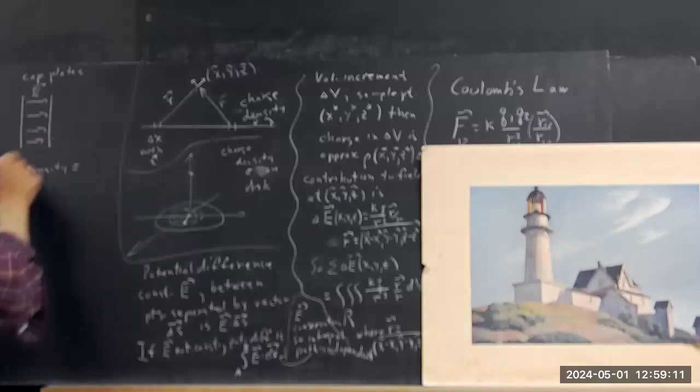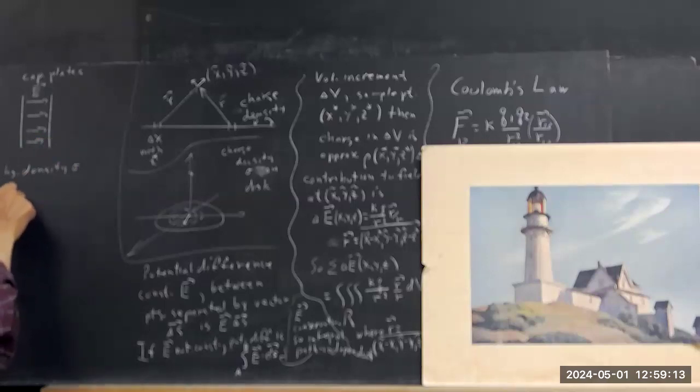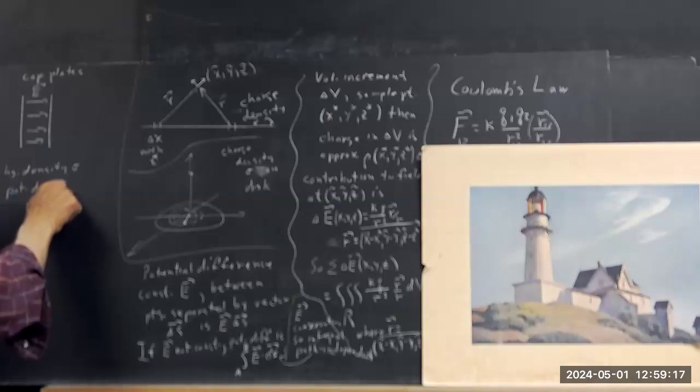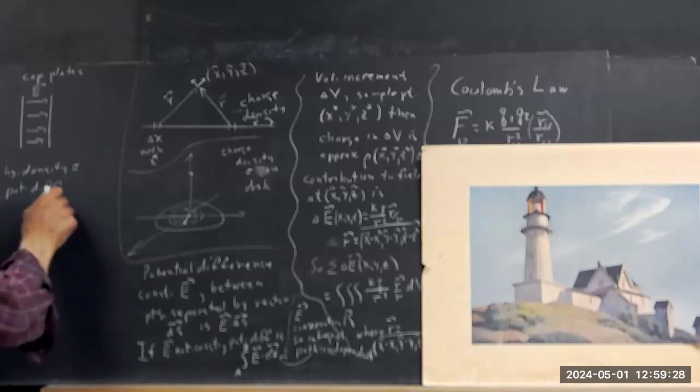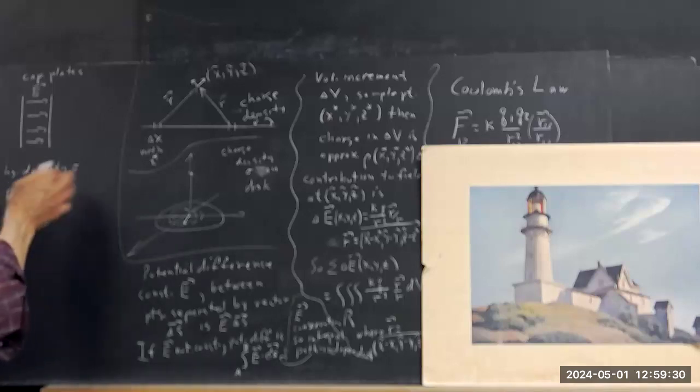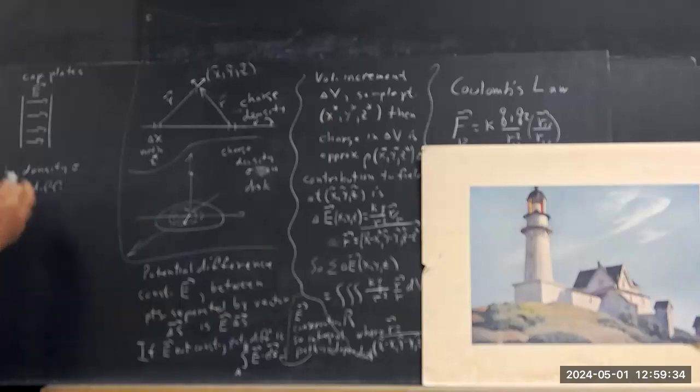It's going to be a constant electric field. So you should be able to use Gauss's law to figure out what the electric field is. It'll be 4 pi k sigma. Okay. I'm not going to write it down. It's something you really need to be able to derive.